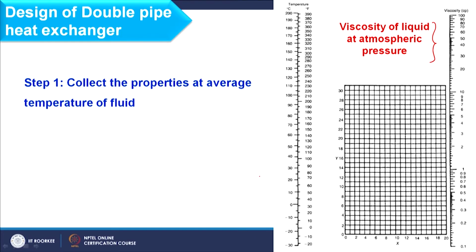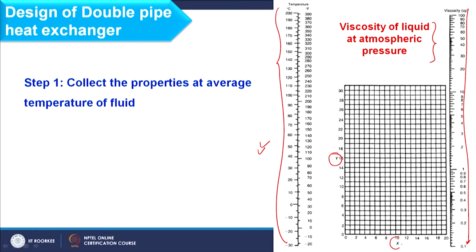This is the graph from which you can collect the physical property, or specifically the viscosity of a fluid. If you see here, we have y as well as x. On this side we have temperature, and this temperature is the average temperature. And here we have the viscosity values. Now, how will you obtain that y and x value?